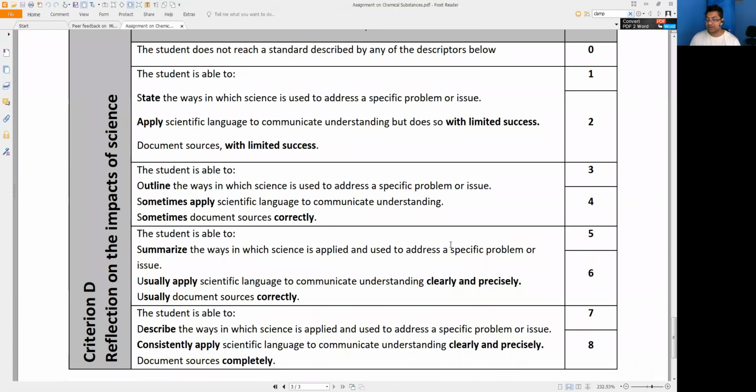The criterion D, which is reflection of the impacts of science. So you need to summarize the way of the science, and it has to be clearly and concisely represented. And the student should have the ability to describe the science with the consistent application of the scientific language, and you will get the maximum points.